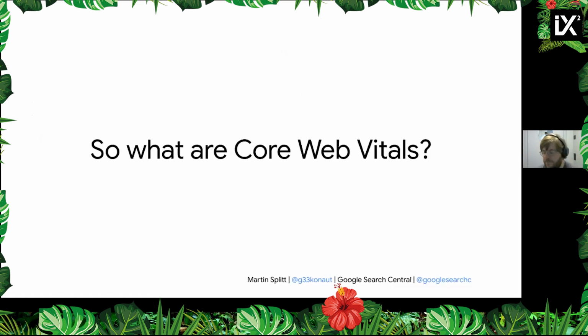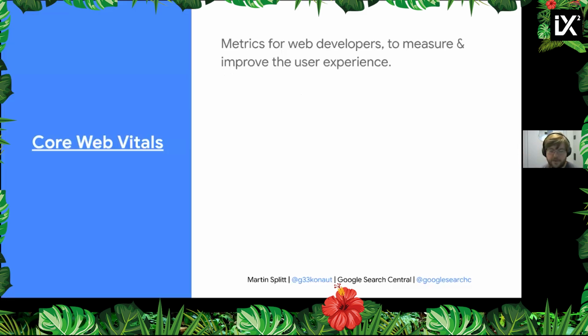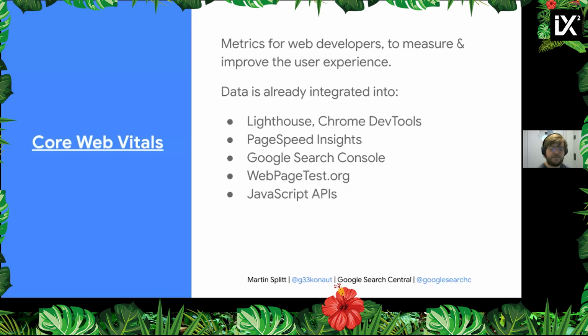So what are the core web vitals then? Well, the core web vitals are metrics similar to the metrics that I listed that have been used in the past for web developers, for SEOs, for everyone to measure and quantify and improve the user experience that people are having with a website. And you can find this data in Lighthouse, and the Chrome developer tools, and PageSpeed Insights, and Search Console. WebPageTest shows it. There are JavaScript APIs reporting on these things if you want to plug it into your own tooling.